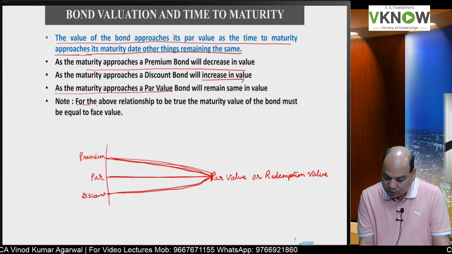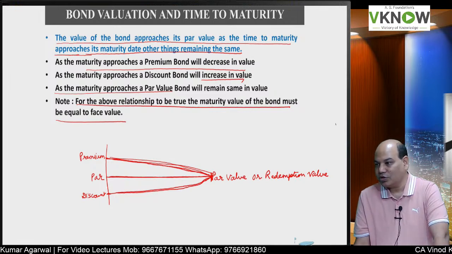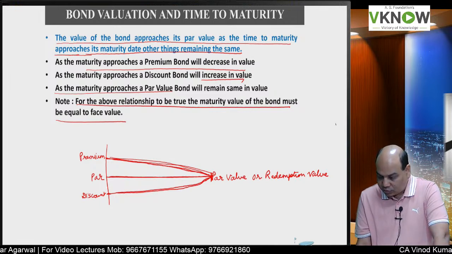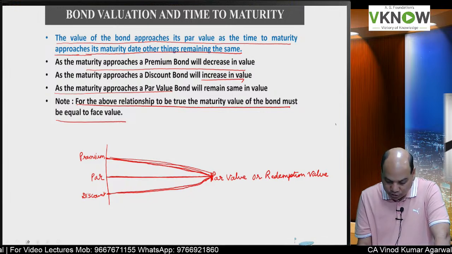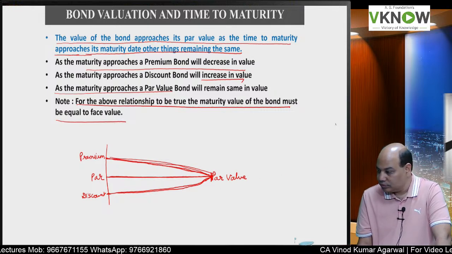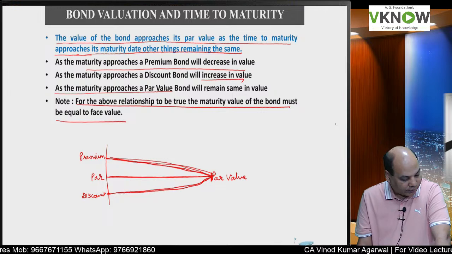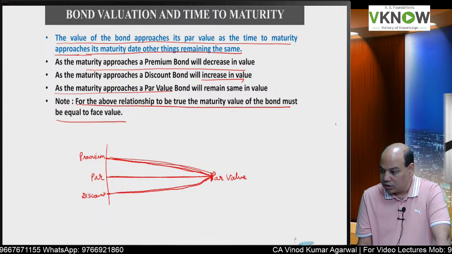For the above relationship to be true, the maturity value of the bond must be equal to its face value. So when will this equation be satisfied? When the maturity value is equal to its par value. Okay, so this you can remove. You can draw this diagram if you want for this paragraph, just for understanding what they are trying to say.